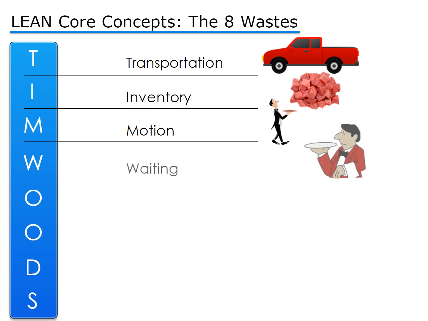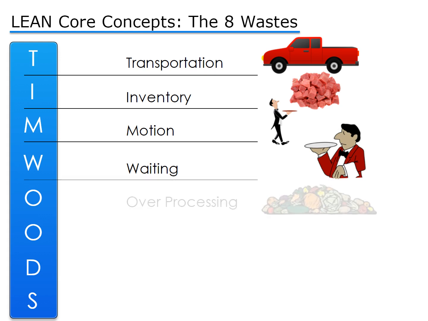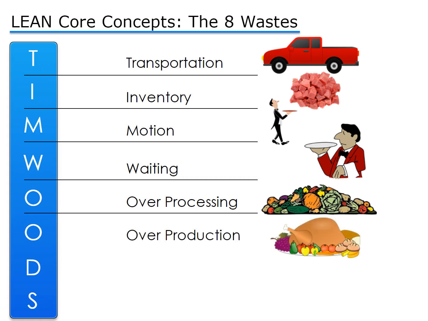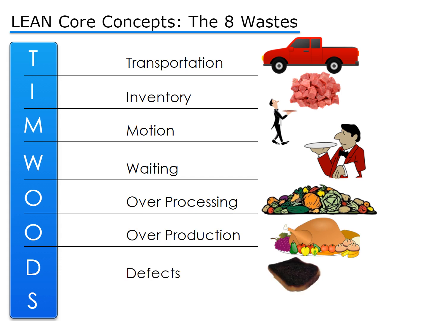Waiting is where processes or people are waiting for the previous process or person to provide them with what they need for the customer. Overprocessing is where we do more than the customer needs, such as too many approvers for a document. Overproduction is when we produce more than our customer currently needs. Defects are quality issues that will affect our customer's perception of the product or service that they receive.